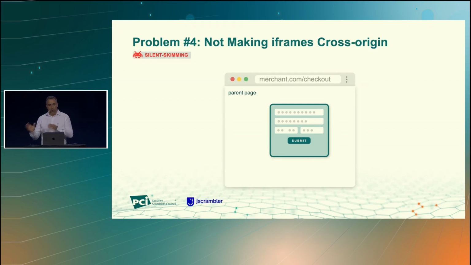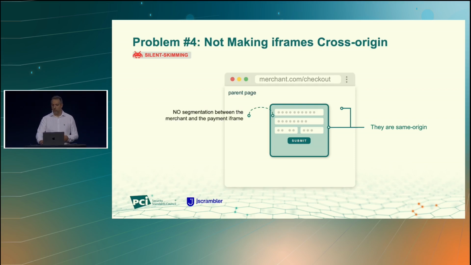So let's move on to the silent skimming ones. And believe it or not, the first problem is just messing up the iframe implementation by not making the iframe cross-origin. So in that case, it will be same origin, which means that any script running on the top window will have direct access to the iframe payment form, and this is direct skimming.